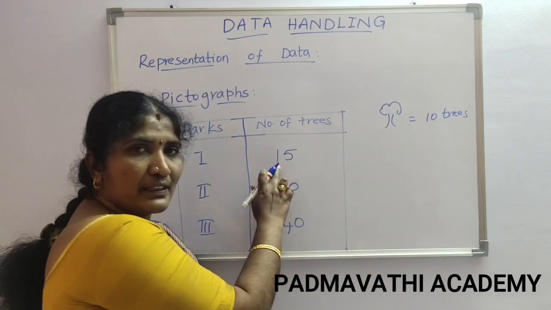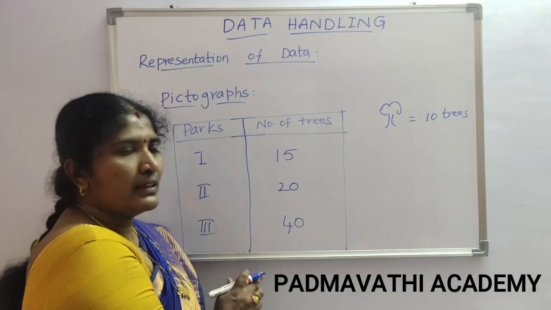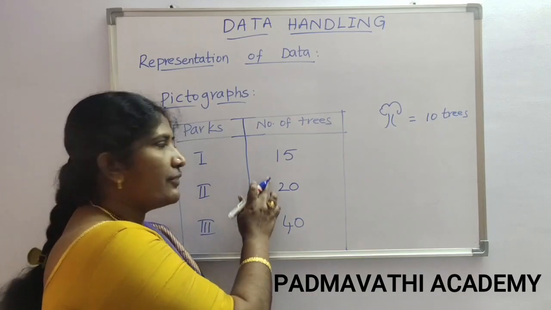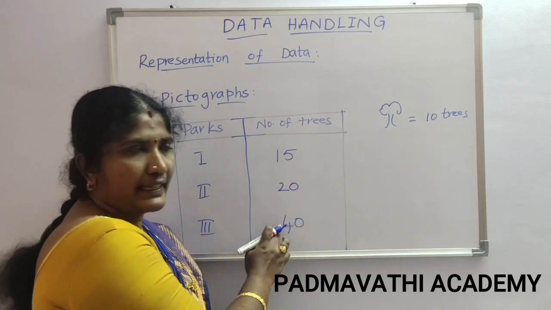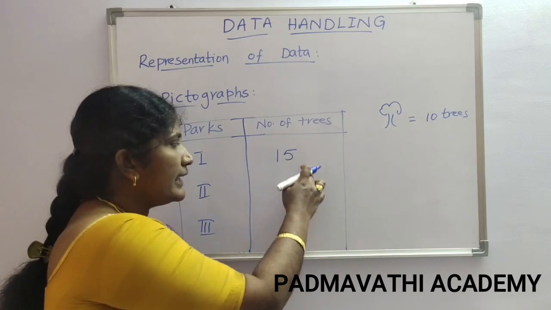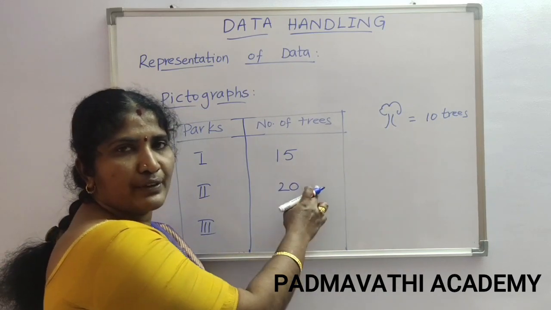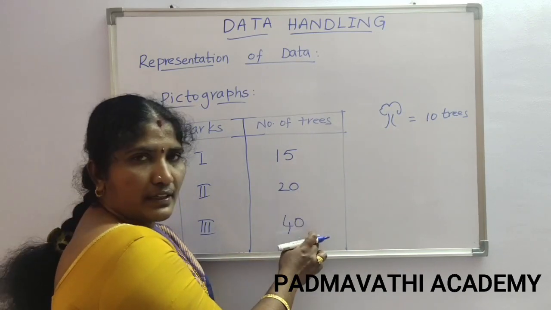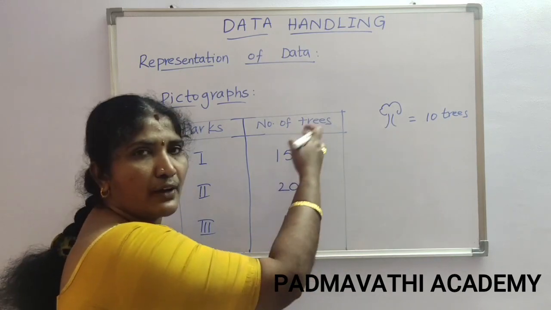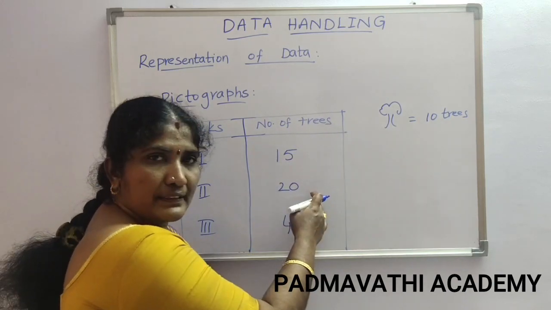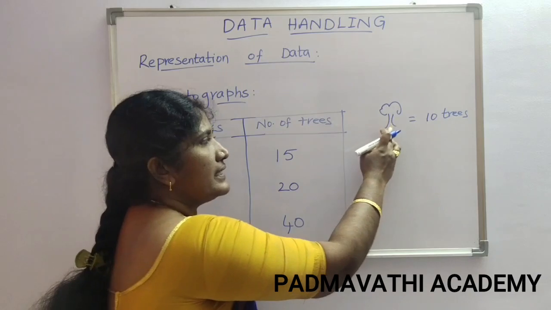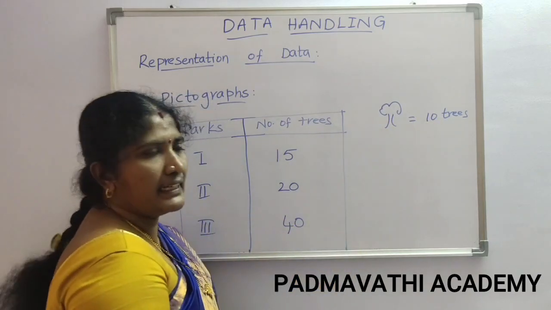Now how can you represent 15? What I told before, the greatest common divisor of the frequencies is taken as the scale. Here the greatest common factor is 5. But here these are all round figures and 5 is half of 10. For easy representation I took this scale. Each figure is equal to 10 trees.